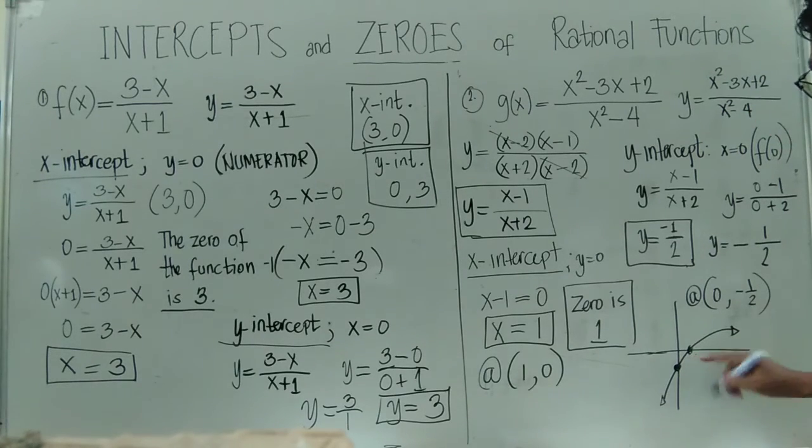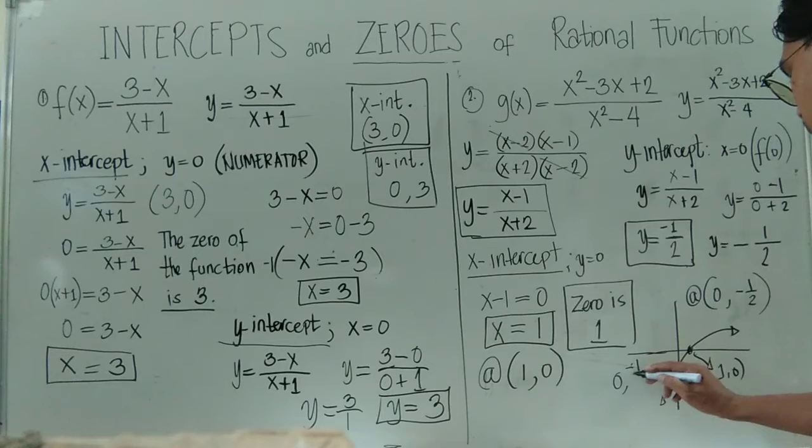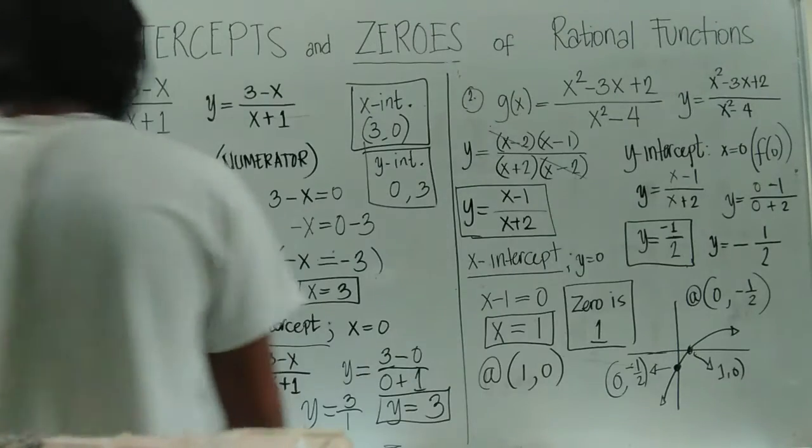So your x-intercept will be at 1 and 0, while your y-intercept in here will be at 0 and negative 1/2. So I guess we are clear on this example. Let us proceed to another example to make you more clear on this concept.